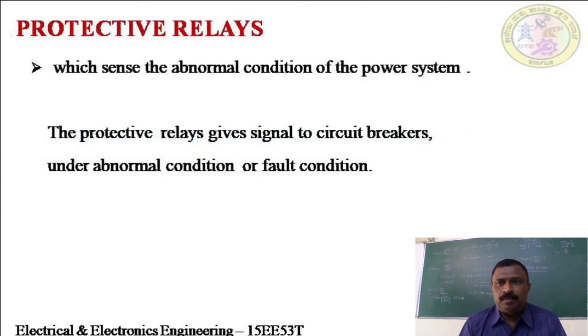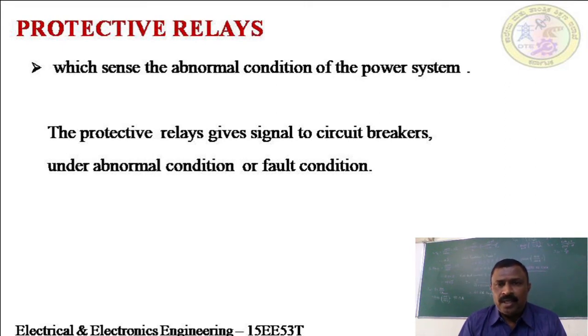So first we will see what is a protective relay. The arrangement which senses the abnormal conditions of the power system, we call it a relay or protective relay. The protective relays will give a signal to the circuit breaker under abnormal or fault conditions. I think we have seen in previous sessions, the circuit breaker is basically a switch which can make or break the circuit under all conditions, including no load, full load and abnormal conditions like short circuit or fault.